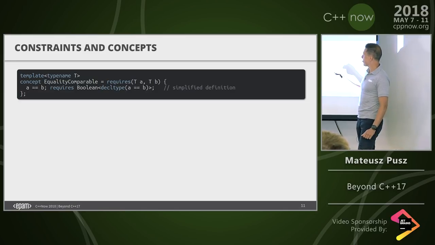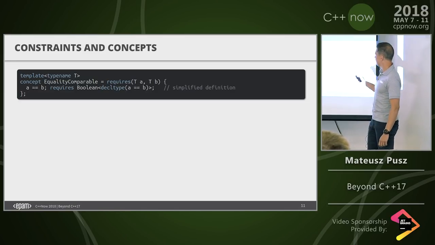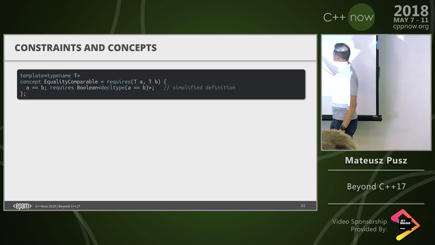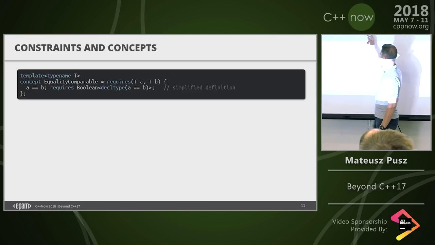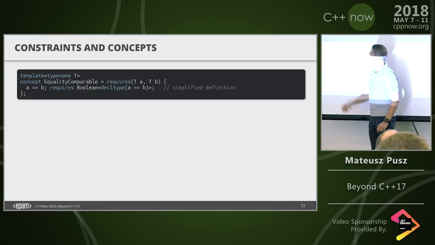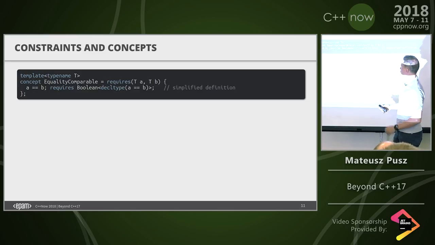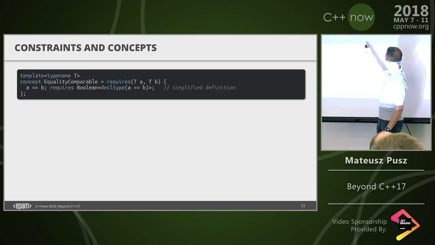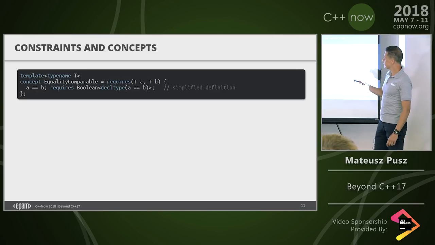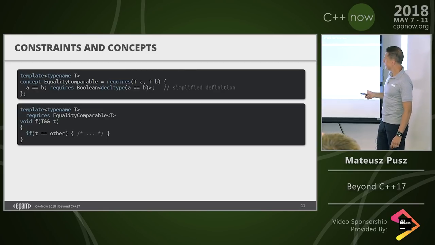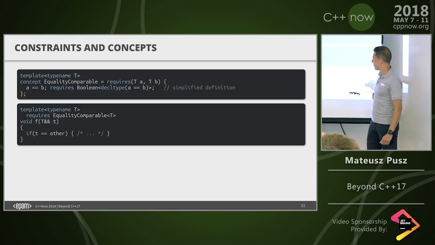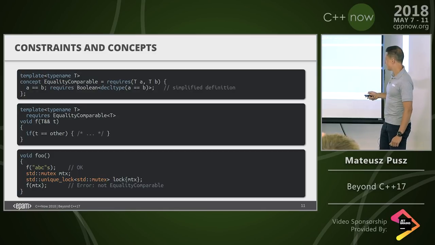Basically, you can define a concept that will be called, for example, EqualityComparable. This is a simplified definition of it; this is not exactly how it will be defined in the standard. You can say that it requires that, given A and B of type T, the operation A == B should be viable, should compile fine. And the type returned by this operation should satisfy the Boolean concept. With such a concept, you can define our function template with the requires clause, saying you want type T to be EqualityComparable, and write the same code.